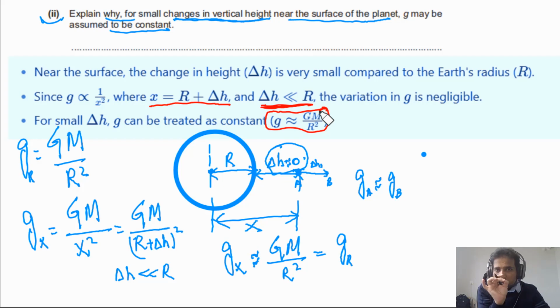So if you move 1 meter away from the planet, the change in g will be very small. If you move 100 meters, again the change in g will be very small, because the value of r is much greater than 100 meters. So this is the main point you need to understand, and this is also very helpful for some calculations when you need to calculate the value of g.